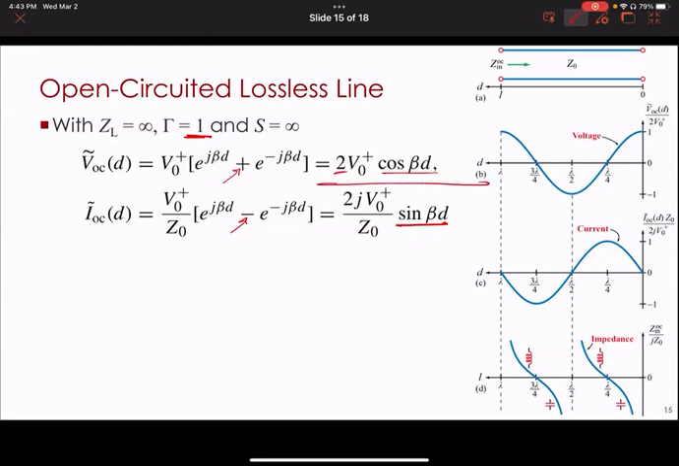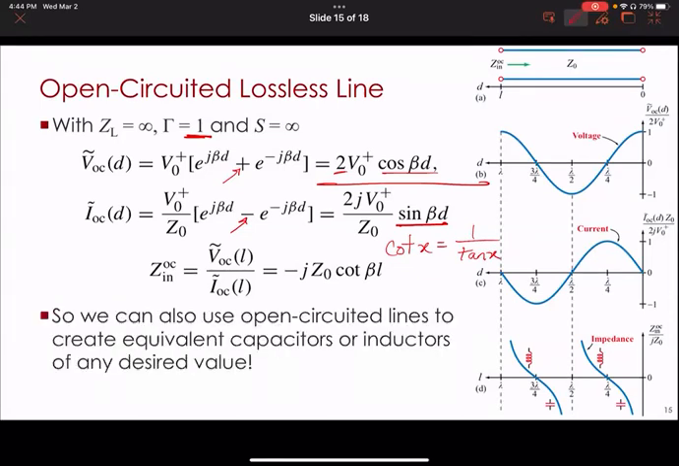But now when we divide them, we don't get tan. We get cotangent. So cotangent of x is just 1 over tan x. That's all. But once again, we got j times something. We have a negative in there this time, but it's j times something. And since it's j times something, it is going to act like potentially an inductor or a capacitor. Okay, so we can use either short circuited or open circuited lines to create equivalent capacitors or inductors however we want. There's some pros and some cons to this that we're going to talk more about next time, because we're almost out of time here.